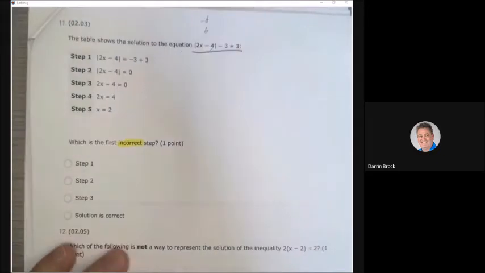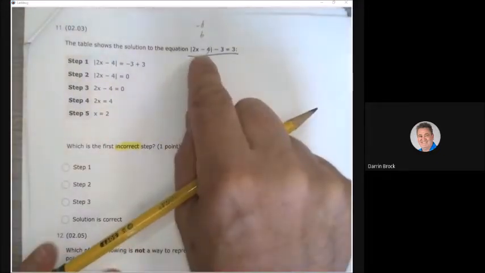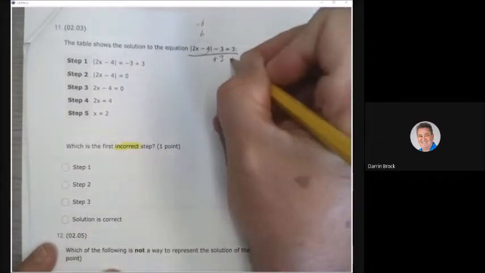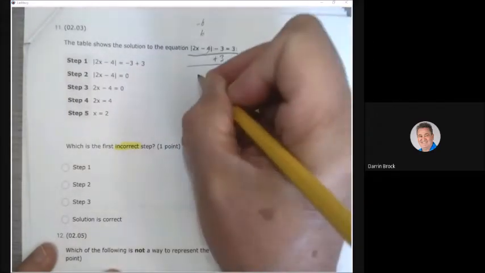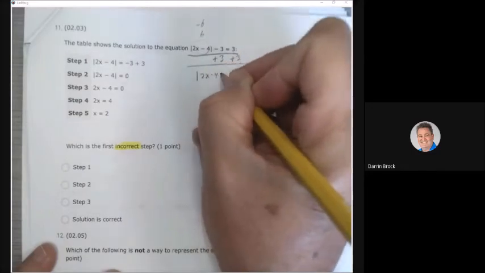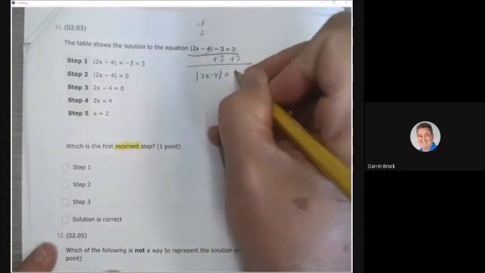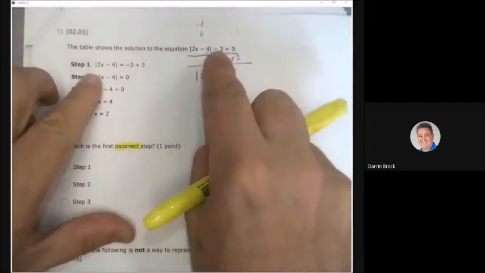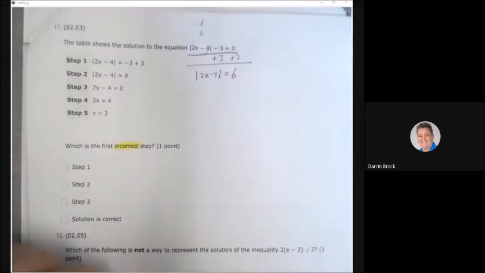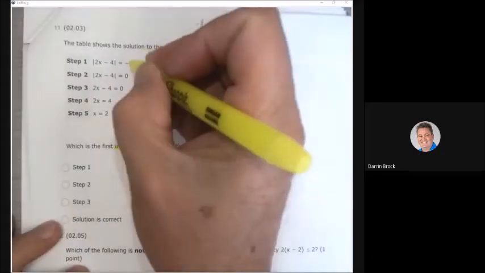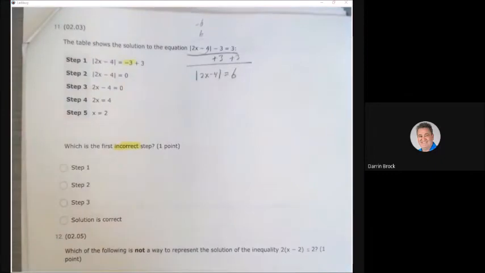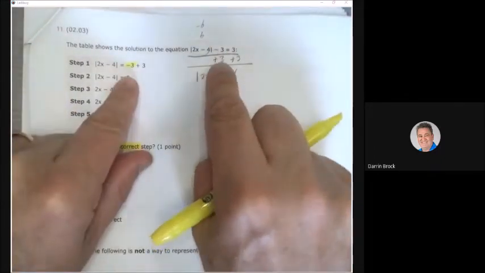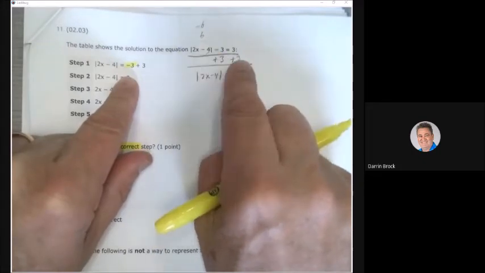All right, well, how would we solve this? Well, we have to get the absolute value by itself. So this negative 3, we're going to have to move it to the other side, right? So we'll have the absolute value of 2x minus 4 equals 3 plus 3 is 6. Let's see what they did. They moved the negative 3 to the other side, right there. But they did it wrong. You have to add 3 to move that negative 3. We have to get rid of it. Got to add 3 both sides. Should be 3 plus 3.